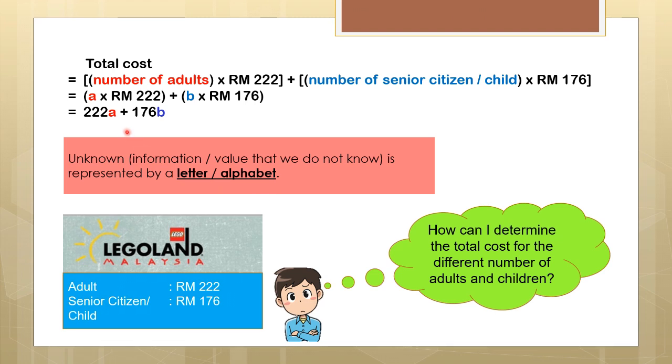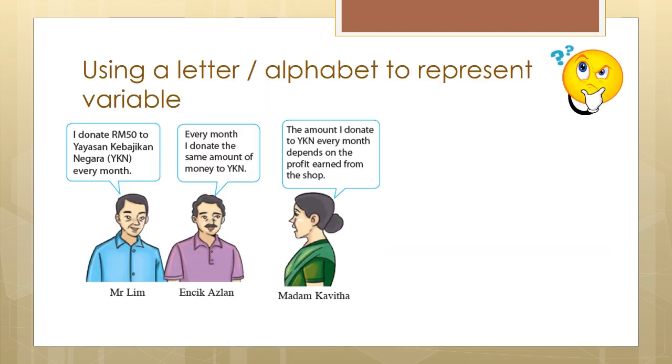Because number of adults is A. We're not sure how many number of adults. We're not sure how many number of senior citizens or the children. We can only know we are going to replace this with a number when we have the information. That's why the first technique you need to know is you need to learn how to use a letter or alphabet to represent the variable.